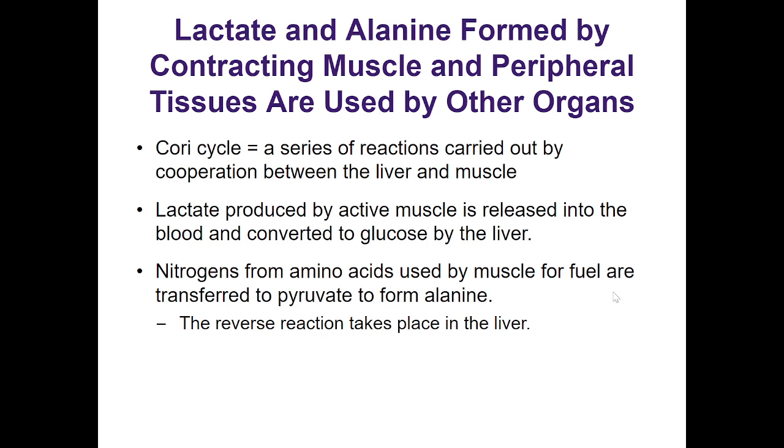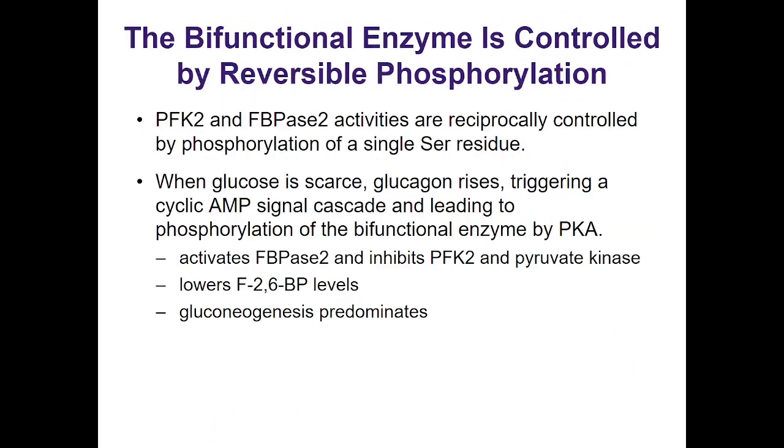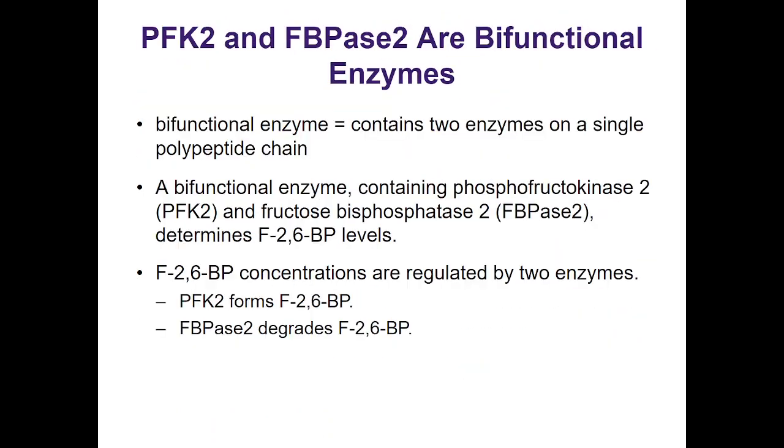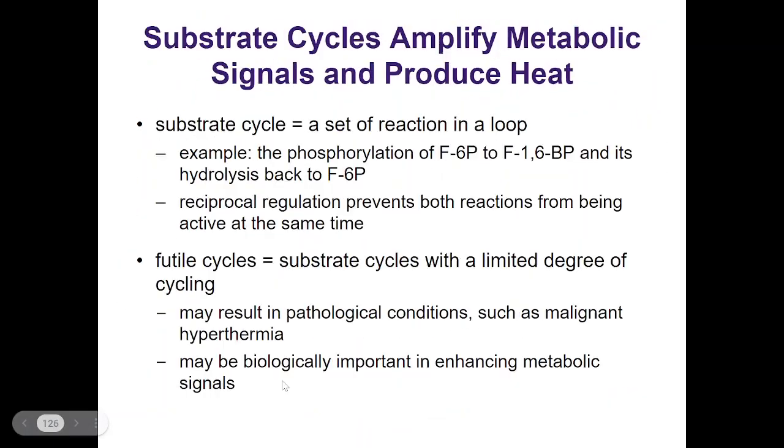So we have to have some form of transportation and shuttling across cell membranes. The nitrogens from amino acids used by the muscle for fuel are actually going to be transferred to the pyruvate. This will form alanine. You may have wondered why alanine had anything to do with any of these cycles up here. Did anybody ever wonder why the hell alanine was involved in this? No? Okay. Well then, here we go.